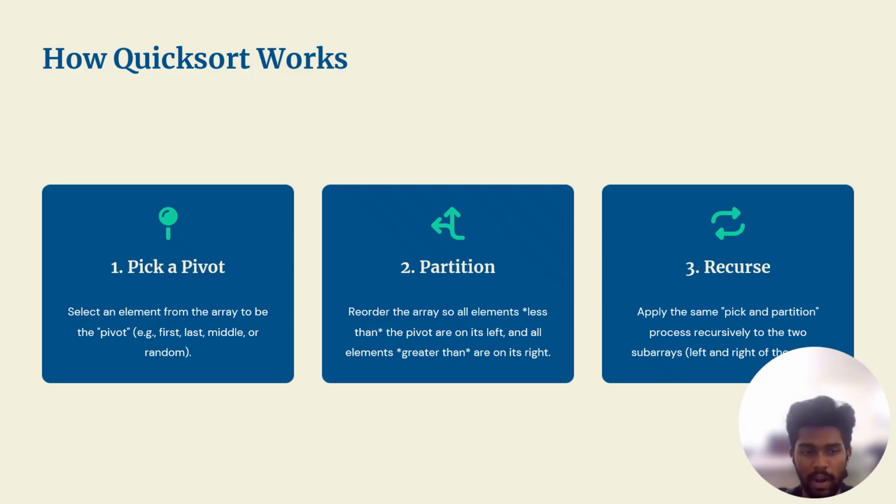And next, we have to do partition. We rearrange the array so that all elements smaller than the pivot move to its left, and all larger elements move to its right. This single step organizes part of the array and positions the pivot in its final sorted location. Recurrence. Now we have two unsorted subarrays, one on the left side of the pivot, one on the right. We have to apply the same pick and partition process recursively to each subarray. This divide and conquer approach continues until each subarray is trivially small, with 1 or 0 elements.